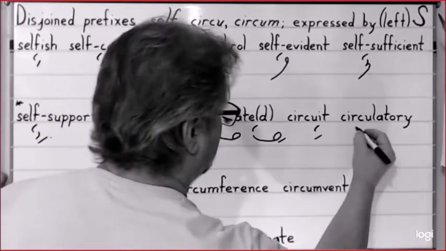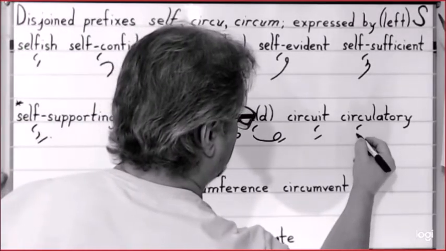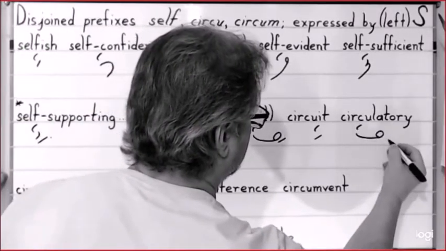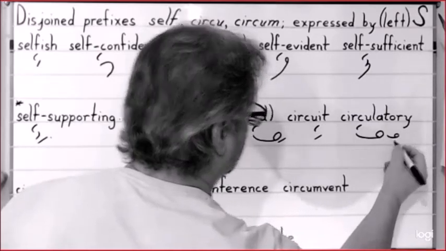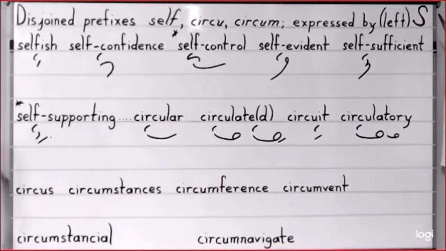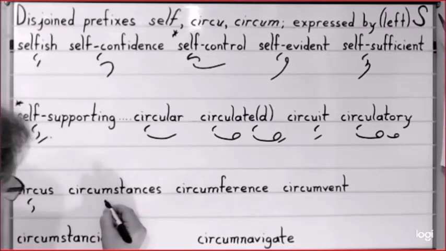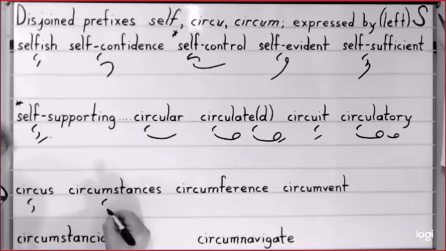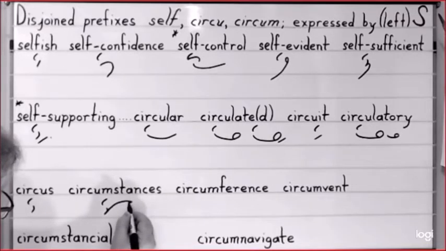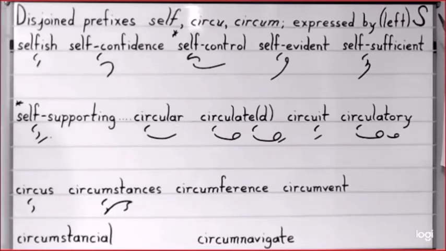Circulatory, it is an S, L, A, and then a separate R, E after that. The word circus is a left S and then a right S underneath it. For circumstances, it is a left S and then an S, TEN stroke, and then two blended S's for circumstances.